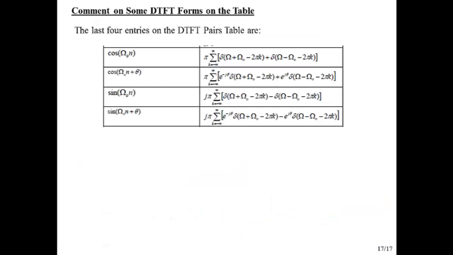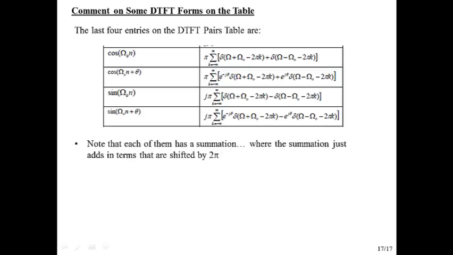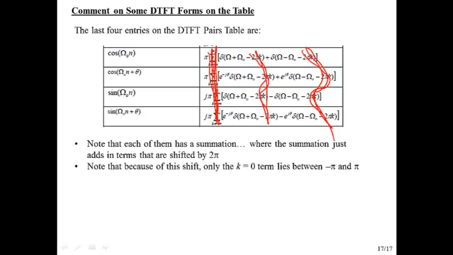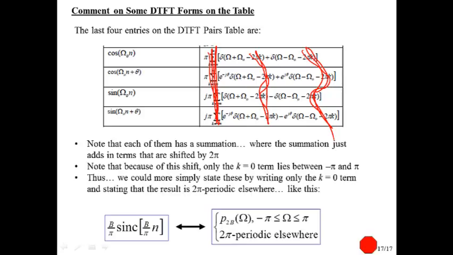So these last four entries are for the discrete time sinusoids. And again, note that each of them has one of these summations in it with this 2 pi k machinery that we can ignore. If we ignore it, we just have to remember that it repeats periodically outside of the minus pi to pi range. So that finishes our results here for this lecture.